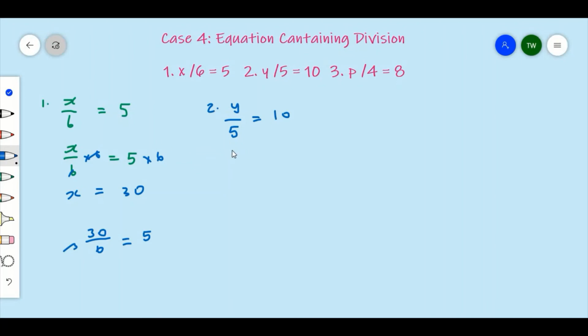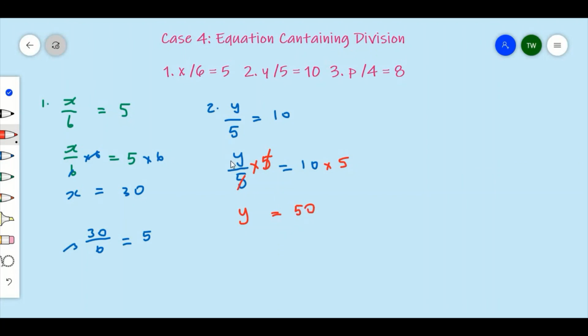So I'm going to write back what we have, which is y over 5, leave a little space, equal 10. Then use a different color to show the multiplication. So we're multiplying this side by 5, and we're also multiplying this side by 5. Here, 5 will cancel out this 5. So what we're left back with is just y is equal to 10 times 5. That's just going to give us 50.